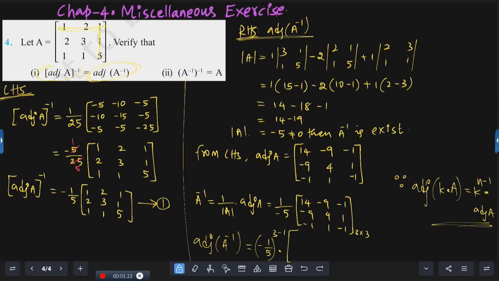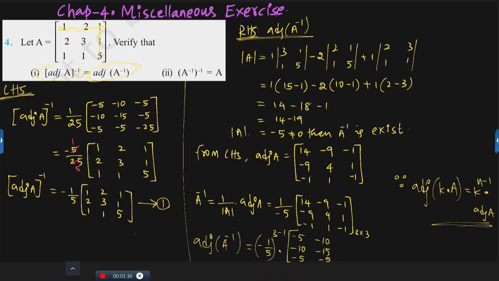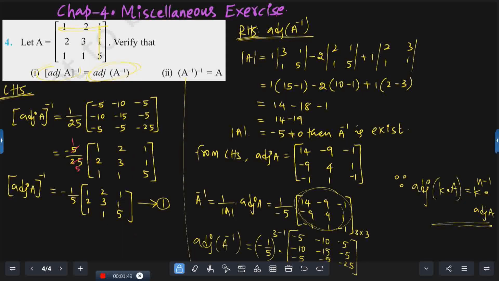So what will you be getting? Minus 5, minus 10, minus 5. The same thing, minus 10, minus 15, minus 5 once again. Then what will you be getting? Minus 5, minus 5 again, minus 25. Children, if you want to find the adjoint of A for this separately, you can do it, but already we have done everything, so we don't want to go again. This is enough. Clear?